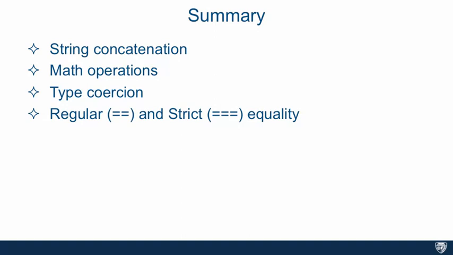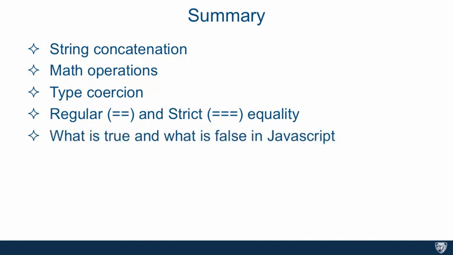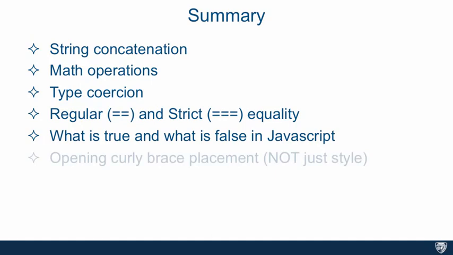And the big difference between them is that the strict equality will first compare to see whether or not both sides are the same type. And if they're not, it will not consider them equal. It will not check anything more. So type coercion will happen with double equals, the regular equality, but strict equality prevents type coercion. We also spoke about what is true and what is false in JavaScript, what is considered true and what is considered false in JavaScript.